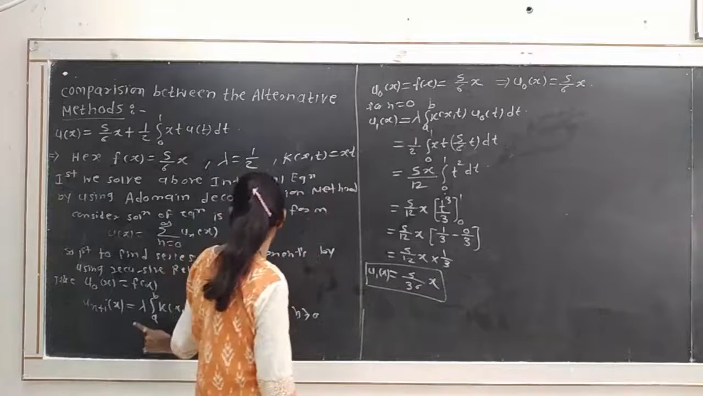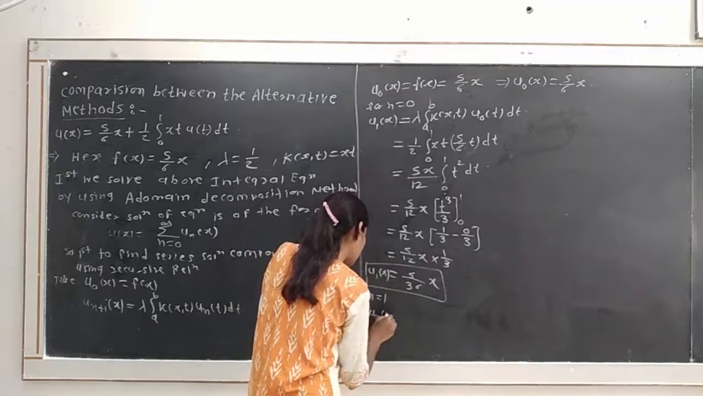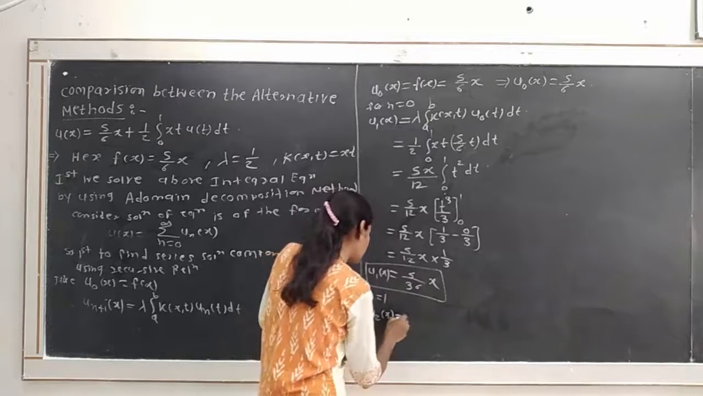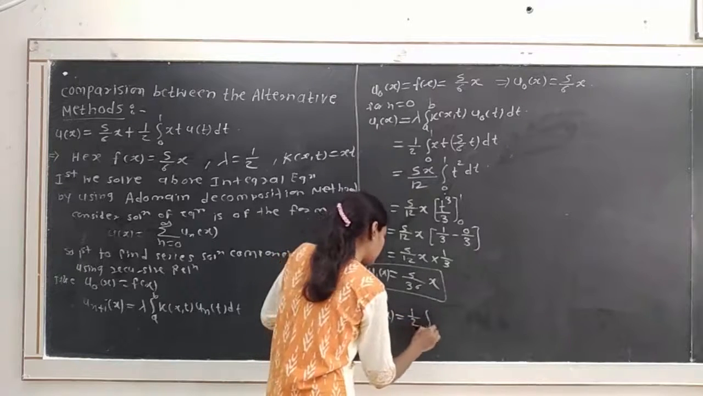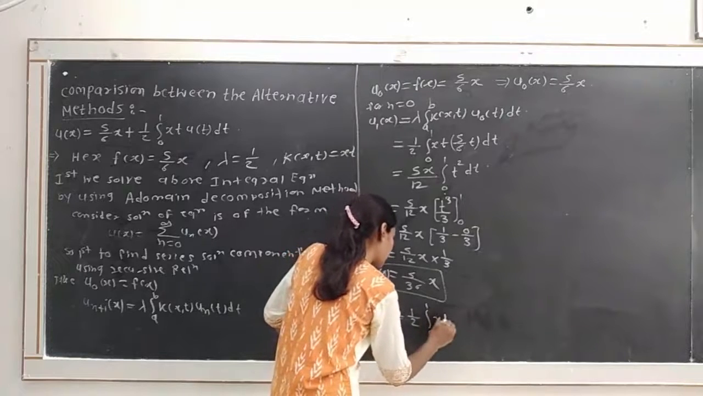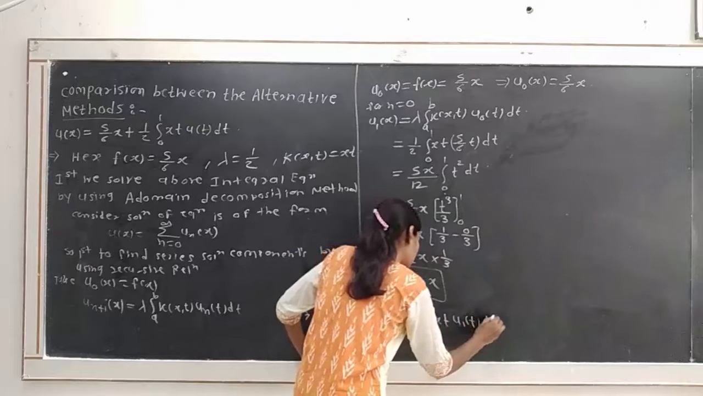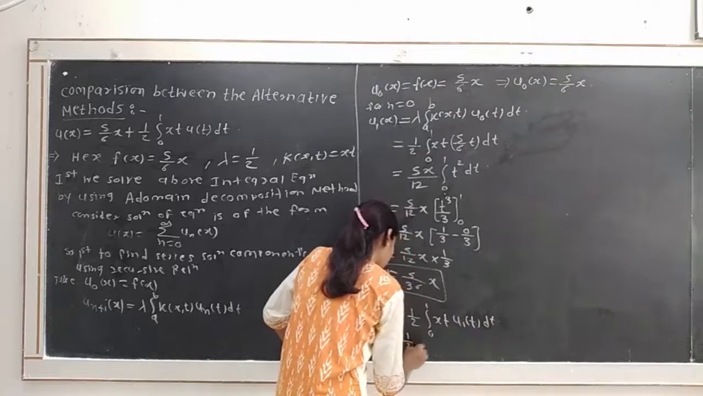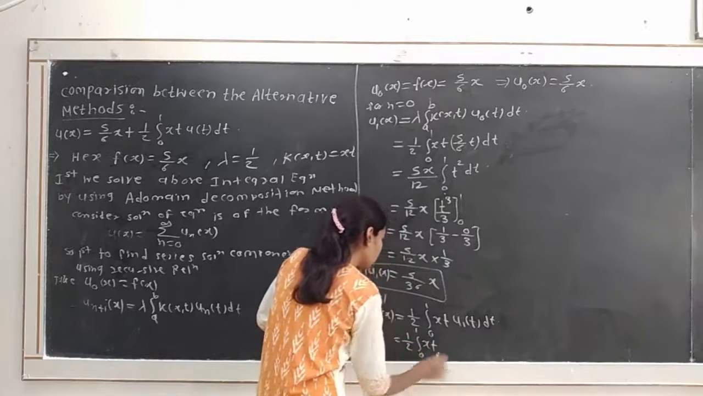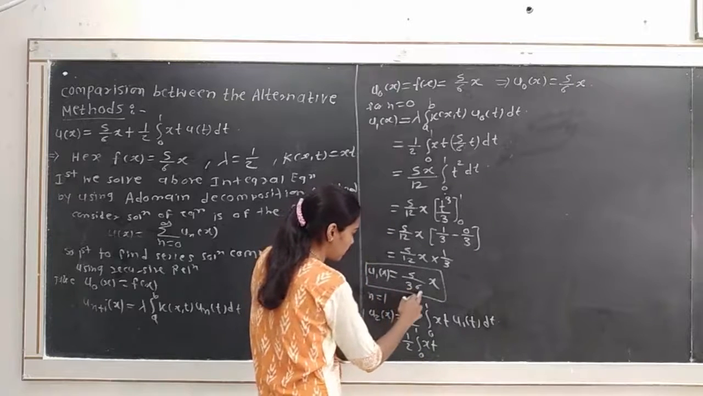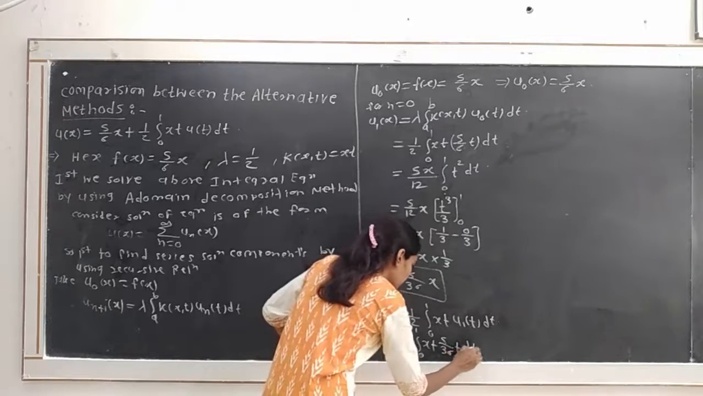Then again we put n is equal to 1, that is, for n is equal to 1 we have to get the second component, that is u2 of x is equal to lambda. We can write here directly, value of lambda will be 1 by 2, integration from 0 to 1, kernel K of x,t, for this integral will be x into t, and here u1 of t dt. So we put here the value of u1 of t, integration from 0 to 1, x into t, here u1 of x we have to get 5 divided by 36 into x, so u1 of t will be 5 divided by 36 into t dt.